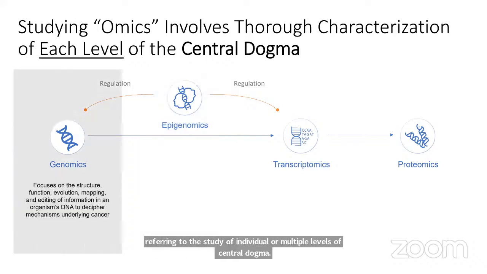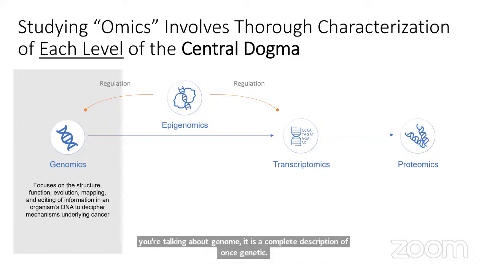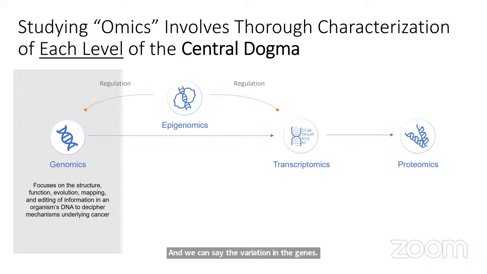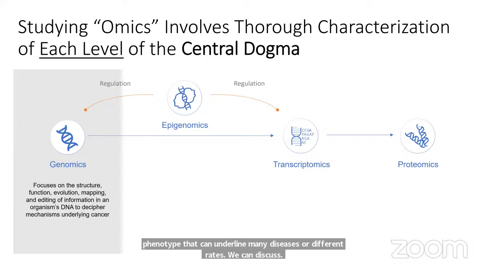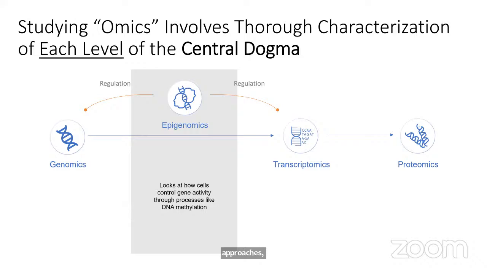So now, when we are talking about genomics, or the genome, it is the complete description of one's genetic makeup. The variation in the genes defines the phenotype that can underlie many diseases or different traits. Such variation could be either germline variation or somatic variation. And studying these variations with different approaches such as whole genome sequencing, whole exome sequencing, or targeted sequencing comes under genomics.